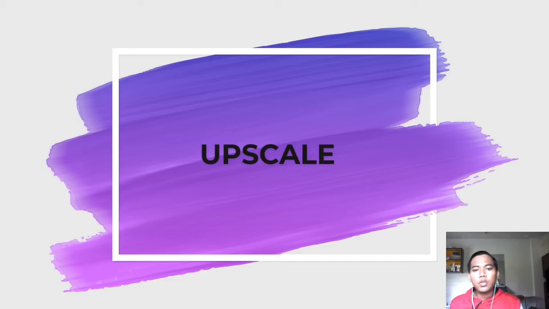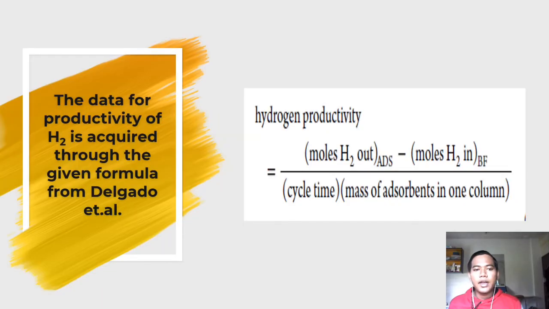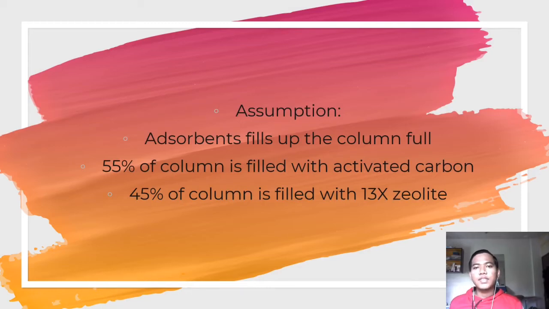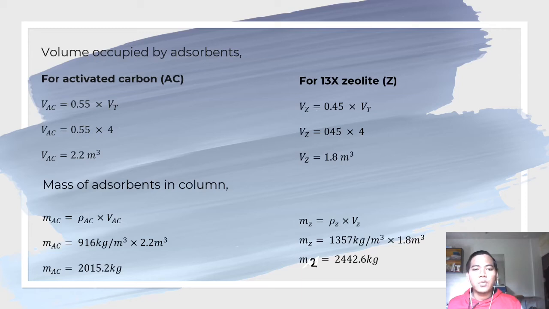Next, we go into upscale. To begin, we need a formula which is provided by Delgado et al. for hydrogen productivity. Next, from the article, we managed to acquire this data to be involved in our calculation. A few assumptions have been made for this calculation. The calculation starts with the volume of activated carbon and zeolite. With the volume, we then calculate the mass using density.